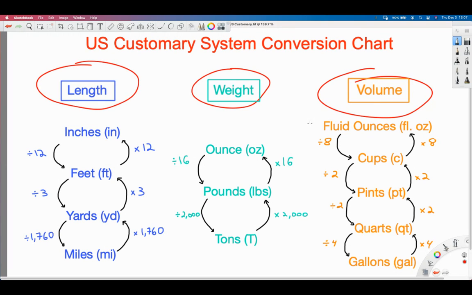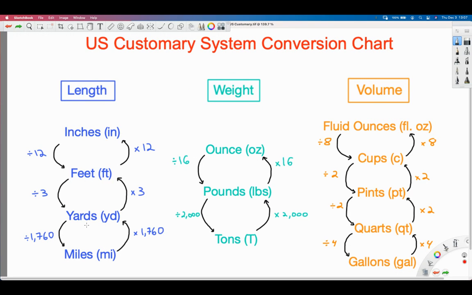There are 3 columns. And in length, right, we have inches, feet, yards, and miles. Pretty standard units that we're used to using. In weight, we have ounces, pounds, and tons. And then in volume, if you like to cook or bake, we have fluid ounces, cups, pints, quarts, and gallons, right? We might be familiar with those terms if we do cooking or baking.